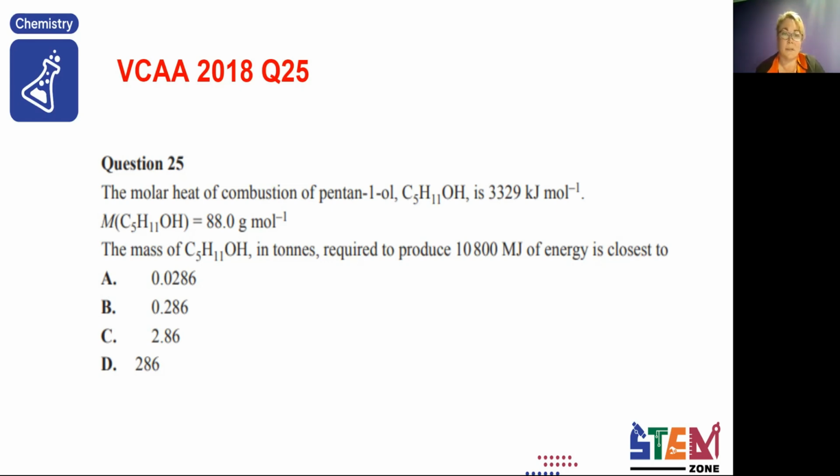The molar heat of combustion of pentanediol is 3,329 kilojoules per mole. Okay, so every 1 mole, it releases 3,329 kilojoules. Okay, we've got a molar mass, means we might need to calculate something there. And then the mass of pentanediol in tons required to produce 10,800 megajoules of energy is closest to.